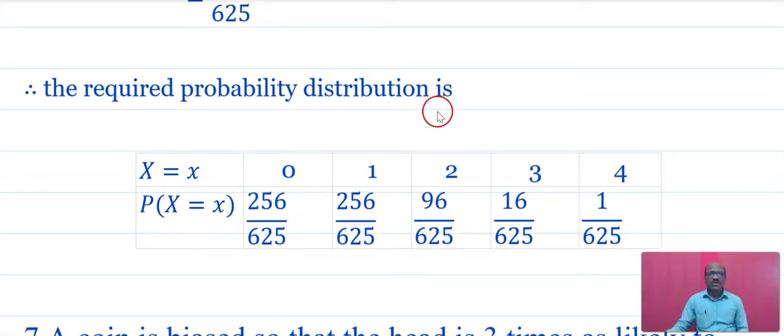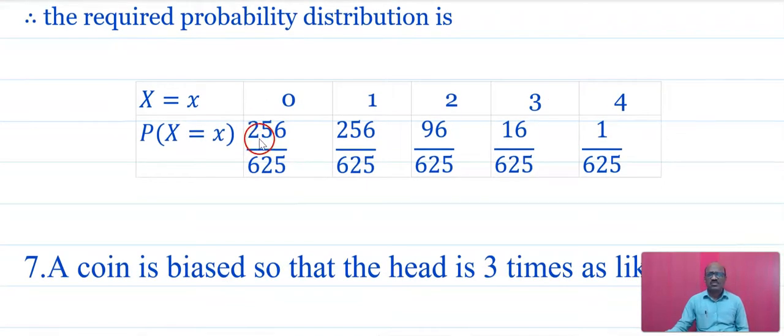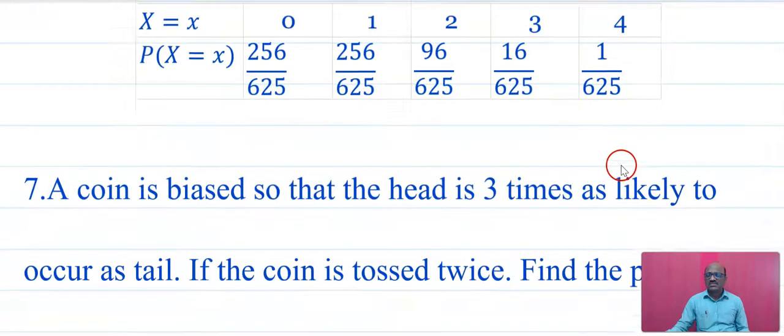Therefore, the required probability distribution is, what is that? Capital X is equal to x, that is 0 defective, 1 defective, 2 defective, 3 defective, 4 defective. And their corresponding probabilities are here. 0 defective, 256 upon 625. 256 upon 625. 96 upon 625. 16 upon 625. 1 upon 625.